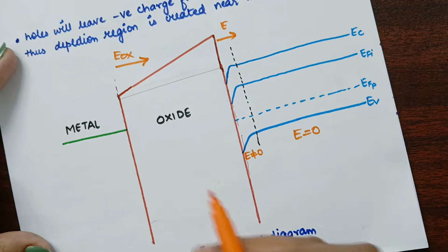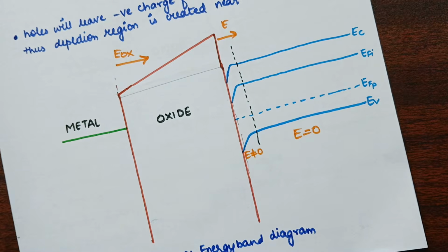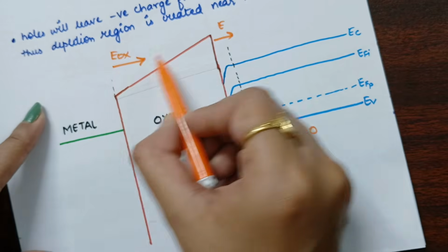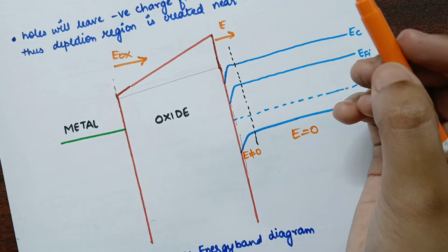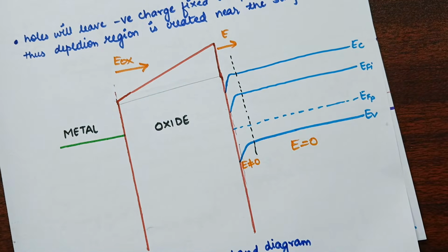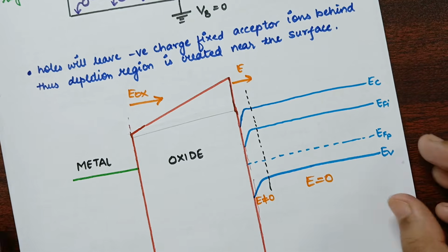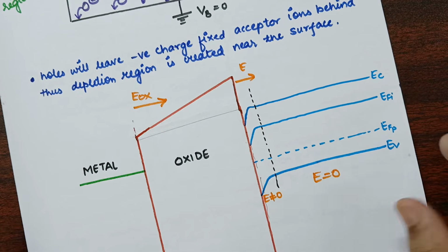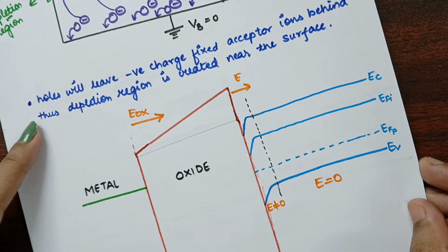So here, if you observe this oxide layer, the electric field direction is upward, hence the slope will be in this upward direction. If the electric field direction is in this way, you can remember that the slope will definitely be in this direction. This is the best way to remember this energy band diagram. It is always asked in university exams to draw this energy band diagram and explain all 4 regions. So this depletion region is clear to you all.